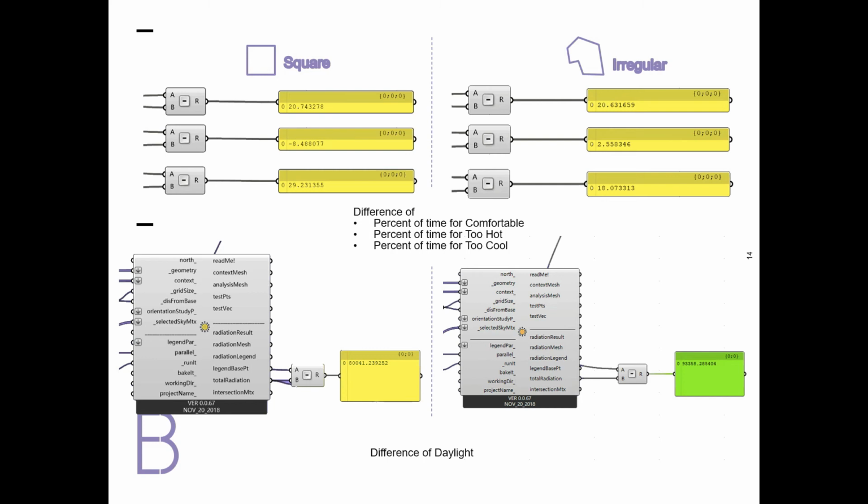For the square architecture, the parametric facade contributed to the percent of time for comfortable and too cold temperatures. However, the percent of time for too hot is higher than the traditional square architecture. With the help of Honeybee, I detected the parametric facade also enhances the daylight, so I output the difference of daylight.